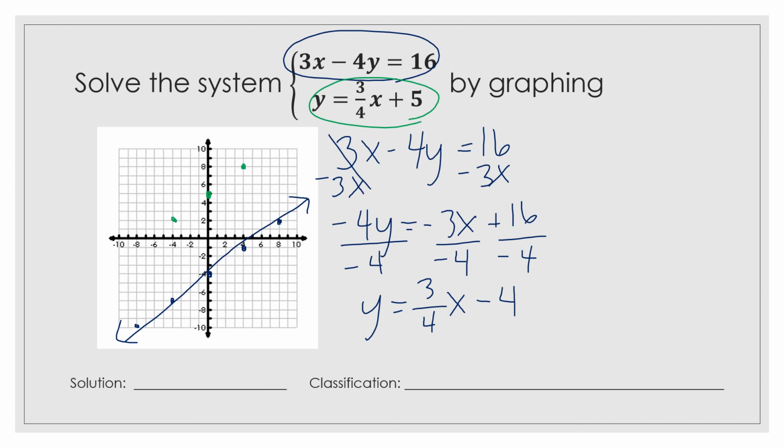So if we have the same slope, that means that these are going to be parallel and never cross each other. So for the solutions, that means we would have none. And if there are no solutions, then that would be classified as inconsistent.